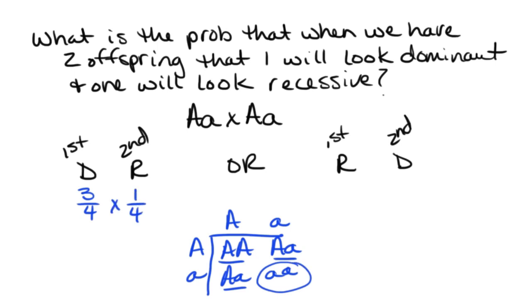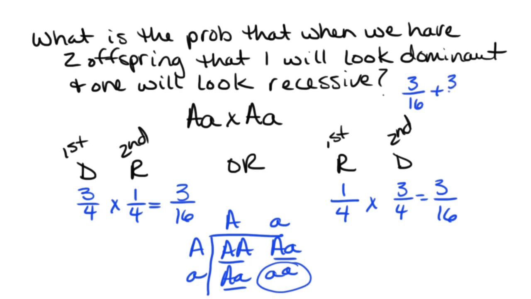So if we want to know the probability of this way, we multiply them together and we get 3/16. If we come over here and figure out the probability of this order, the probability that the first offspring is going to look recessive is 1/4. And then the probability that the second one is going to look dominant is 3/4. We multiply them together again. And then since it is the OR rule, we're going to add them. So I've got 3/16 plus 3/16, which is equal to 6/16. And then we can reduce that down to 3/8. So 3/8 is going to be the final answer on this particular one.